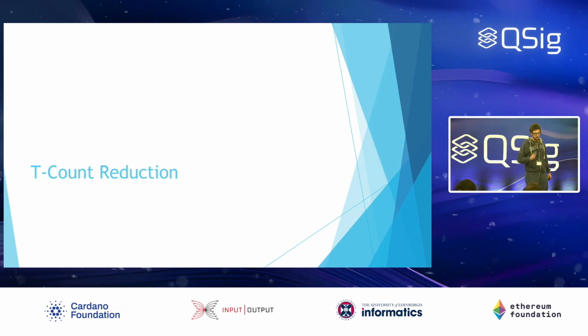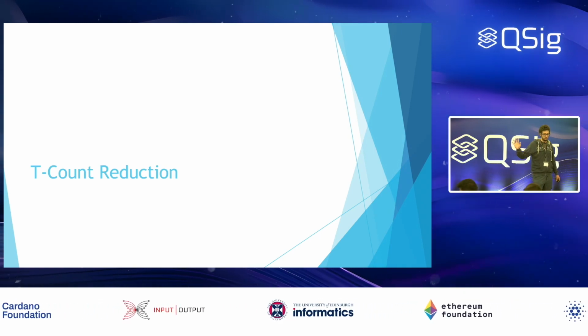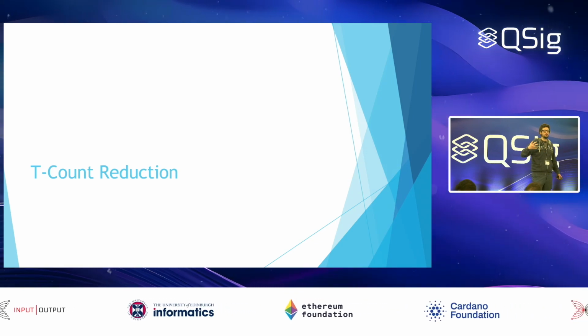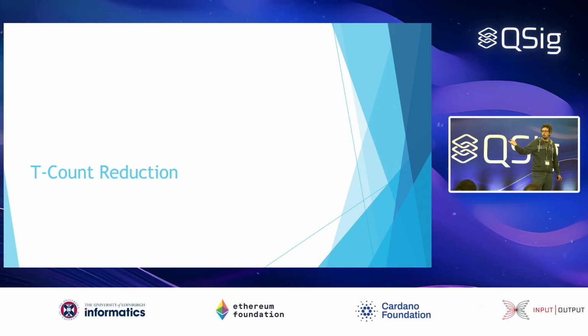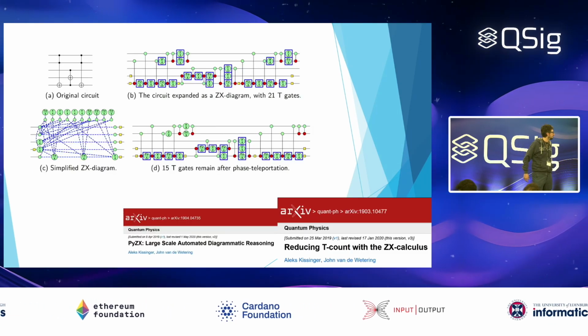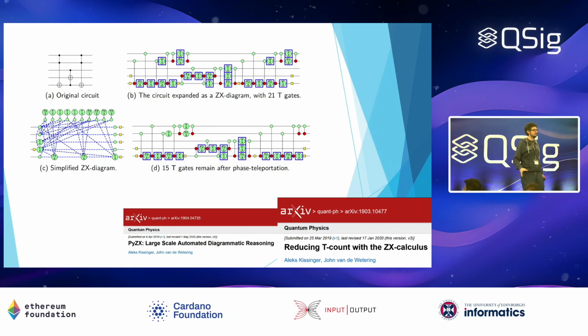But there are three main things that you can do with the ZX calculus, just a brief overview of the literature, if you will. There are references, so if you want to learn more, I suggest you go and read one or two of these papers just to get a feel for how things are done in practice. The first and most important one is T-count reduction.